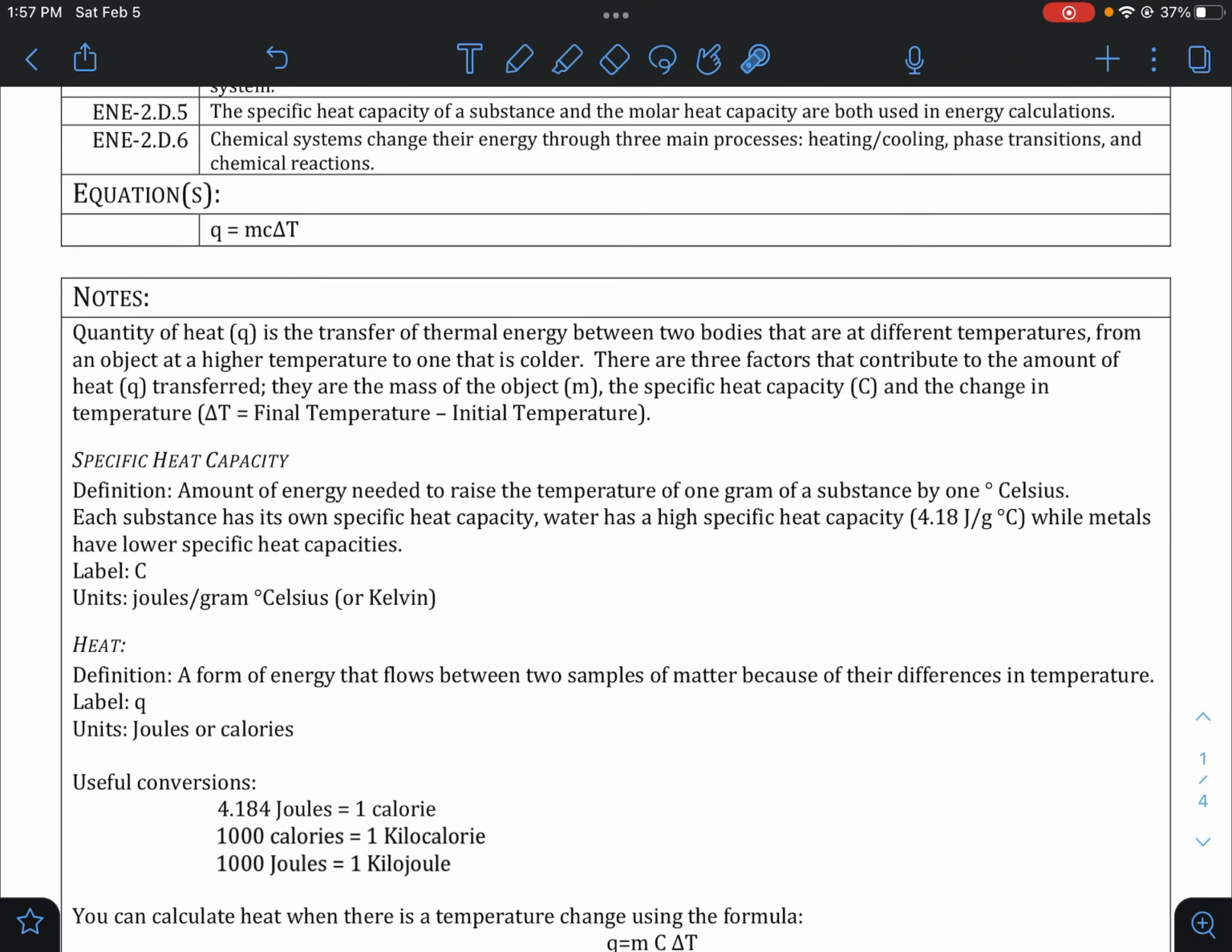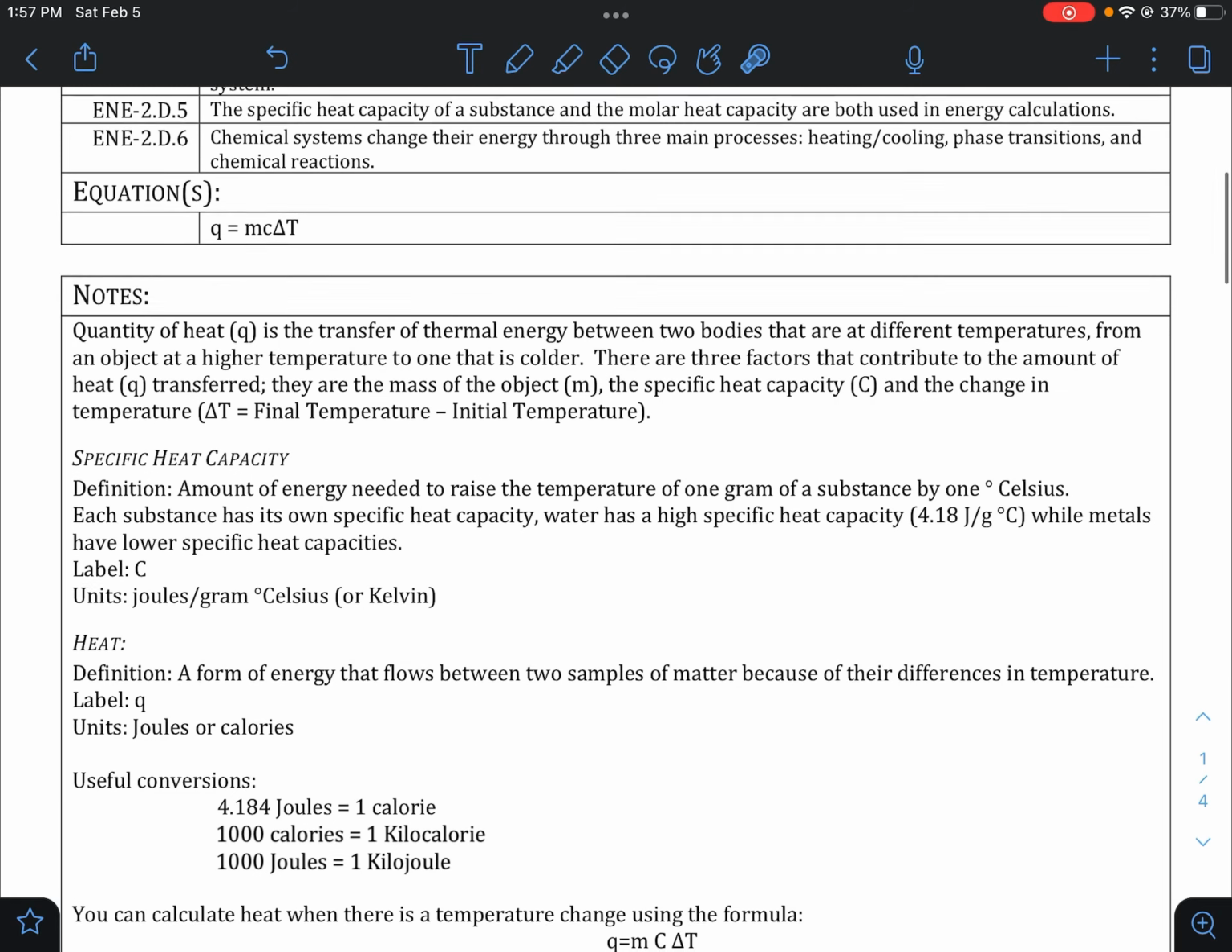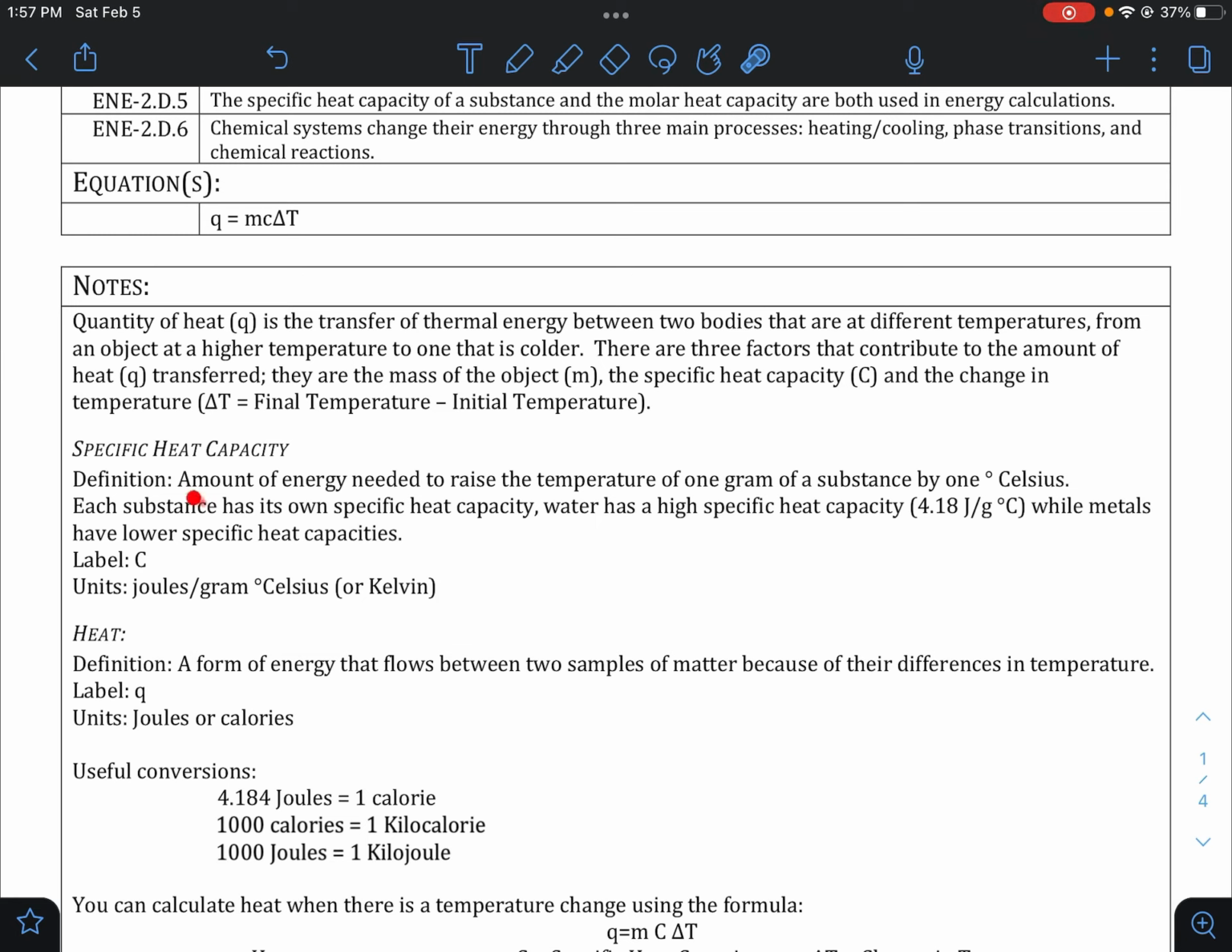The final thing is this thing called the specific heat capacity. If we look at the definition, it's the amount of energy needed to raise the temperature of 1 gram of a substance by 1 degree. Celsius, Kelvin, Fahrenheit doesn't really matter, it's raising something by 1 degree. And if you look at the units, joules per gram Celsius, so it's some number of joules, which is the unit for energy, per 1 gram, 1 Celsius.